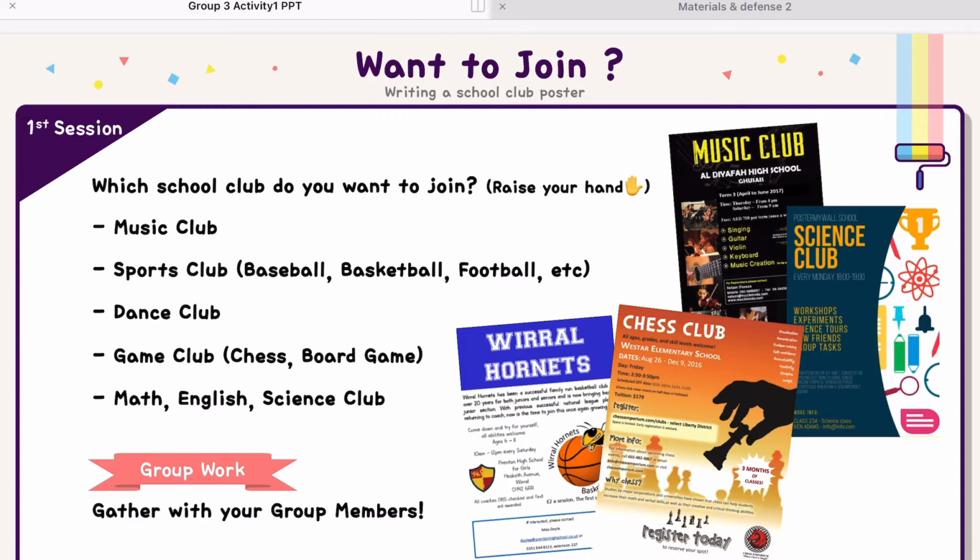So, raise your hands if you want to join in music club. Alright, raise your hands if you want to join in sports club. Alright, how about dance club? And lastly, what about game club? Alright, I'm really glad that each team has an even number of members. Good. Then guys, gather with your group members, please.